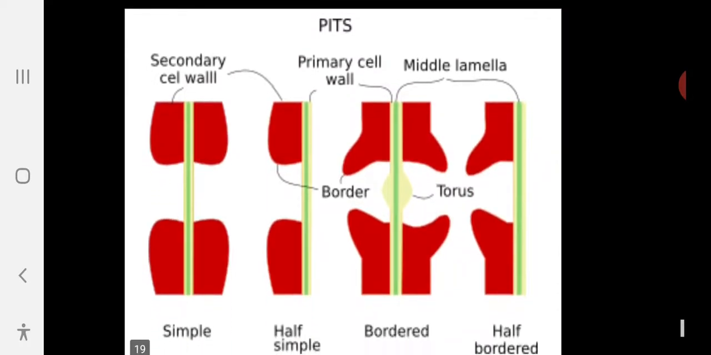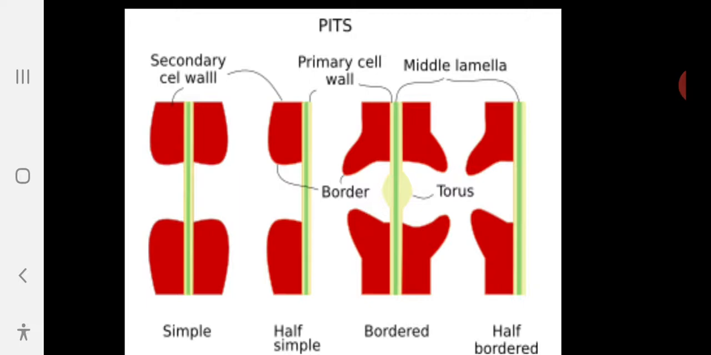So these are the pits. The red one is the secondary cell wall, the yellow one is the primary cell wall, and the green straight line is the middle lamella. The first diagram is a simple pit, right? In a simple pit, the pit opening is equal from top to bottom, whereas in a bordered pit, the inner opening is broad and the outer opening is very small.